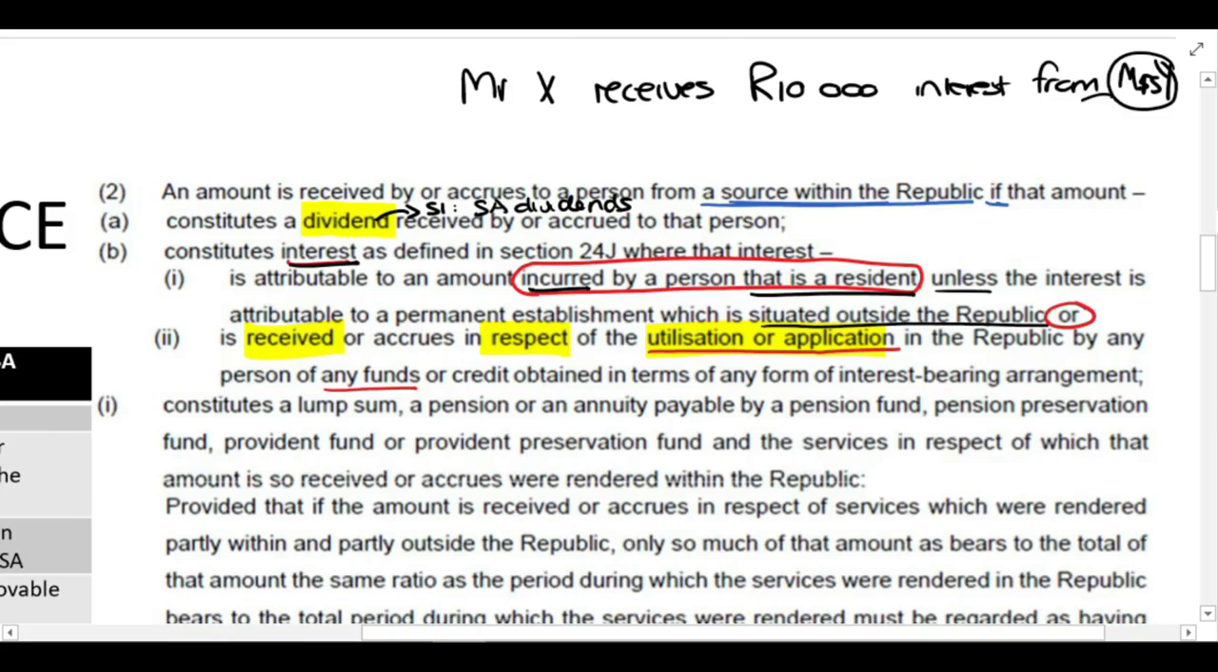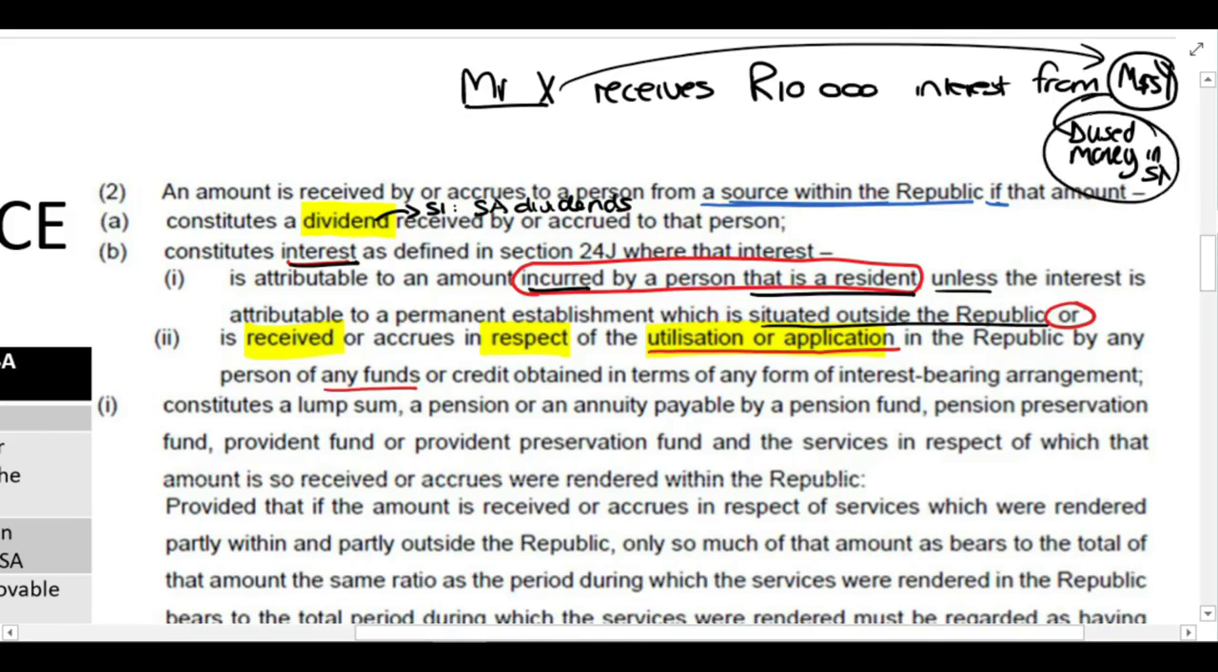If Mrs. Y used the money in South Africa that she's paying interest on. So Mr. X gave Mrs. Y, let's say, a loan, and Mrs. Y used that loan to go and buy a house in South Africa, and now she's paying interest. If that money was used in South Africa, so the money that the interest is being paid on, it is from a South African source.